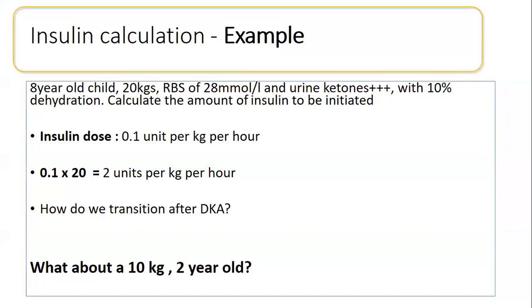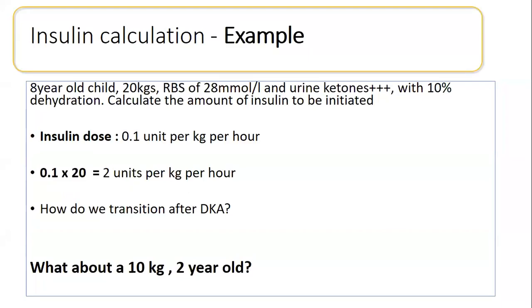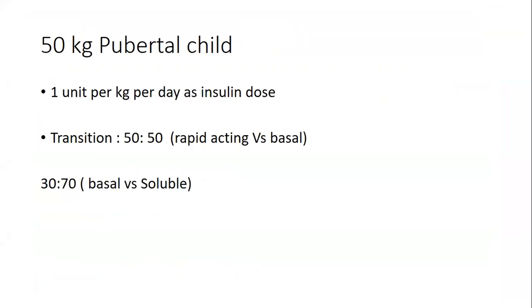And how will we transition this patient after DKA? This child is 20 kilos and is prepubertal. So we can actually decide to do 0.5 units per kg per day. If it is a pubertal child, then you can start at 1 unit per kg per day. So this is an example, a 50 kg pubertal child, 1 unit per kg per day as insulin dose.